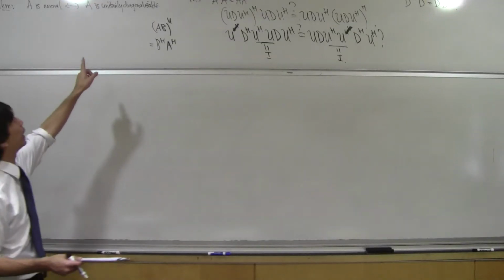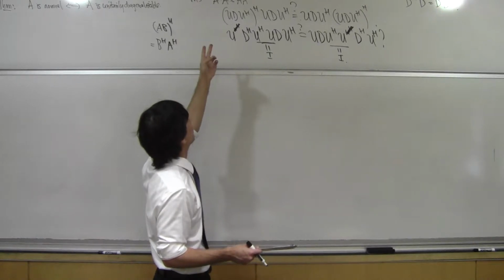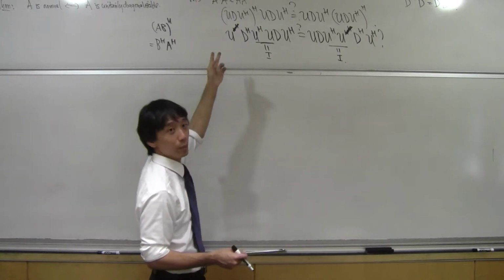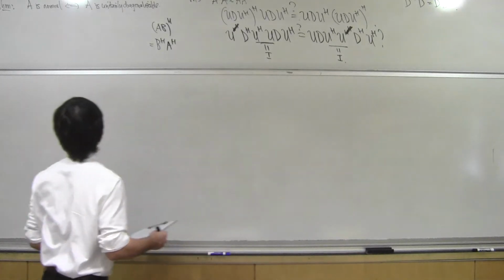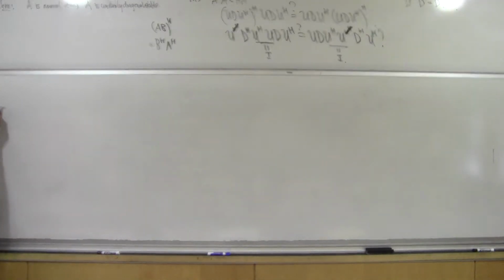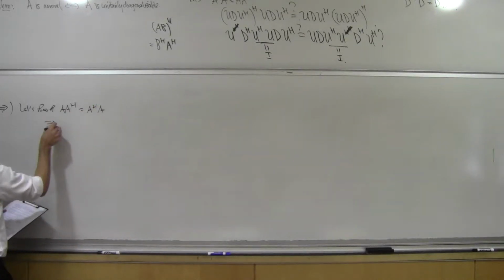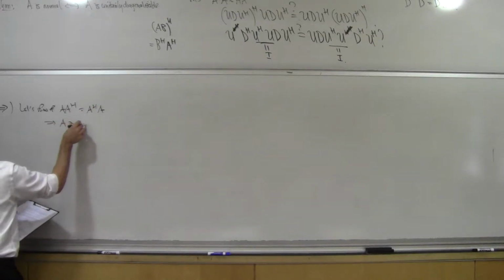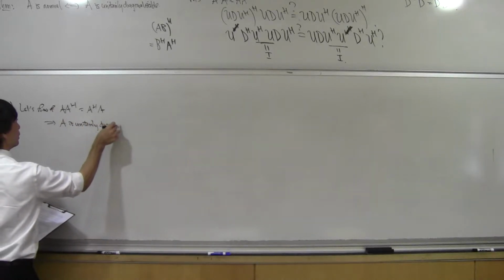Being unitarily diagonalizable causes A to commute with its conjugate transpose. Okay, so now let's go the opposite direction. Let's show if A commutes with its conjugate transpose, then A is unitarily diagonalizable.